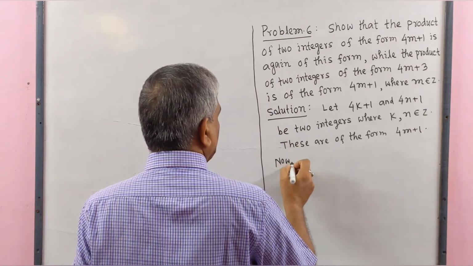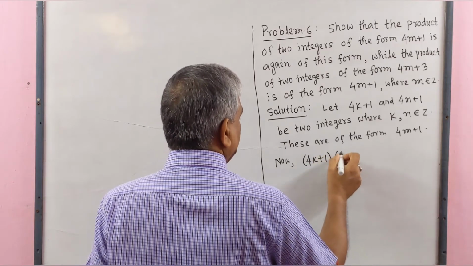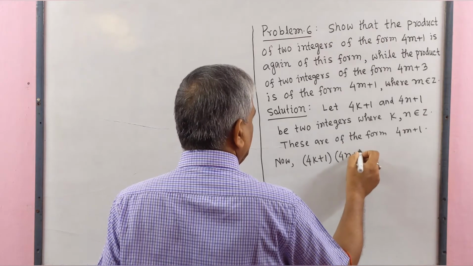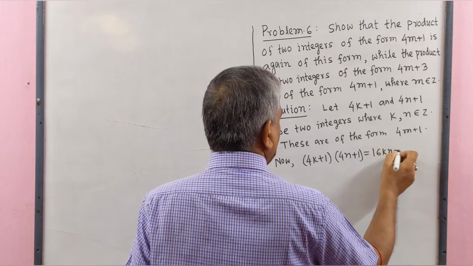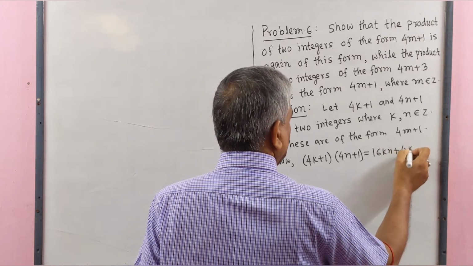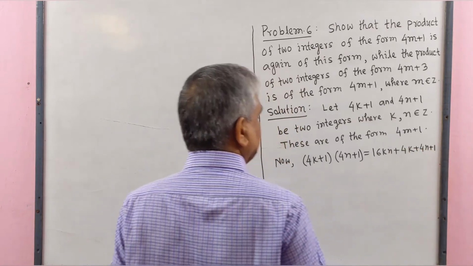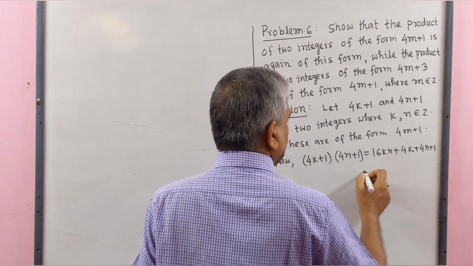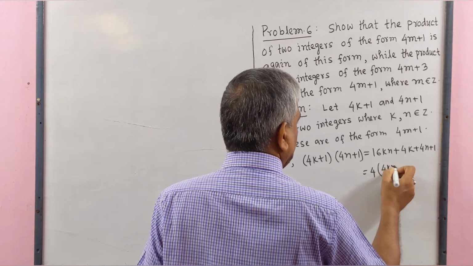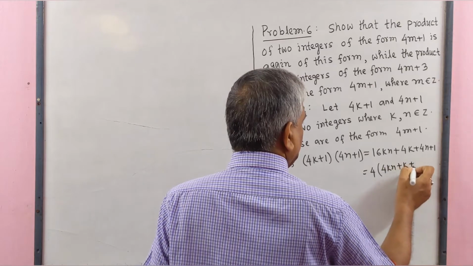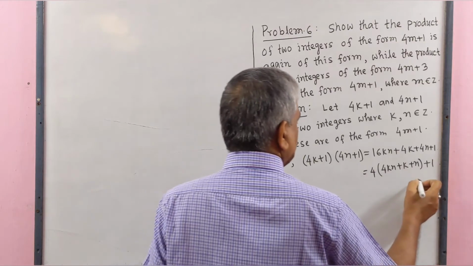Now 4k plus 1 multiply 4n plus 1 equal to 16kn plus 4k plus 4n plus 1. If we take common 4 here, 4 times (4kn plus k plus n) plus 1. Let this be number 1.